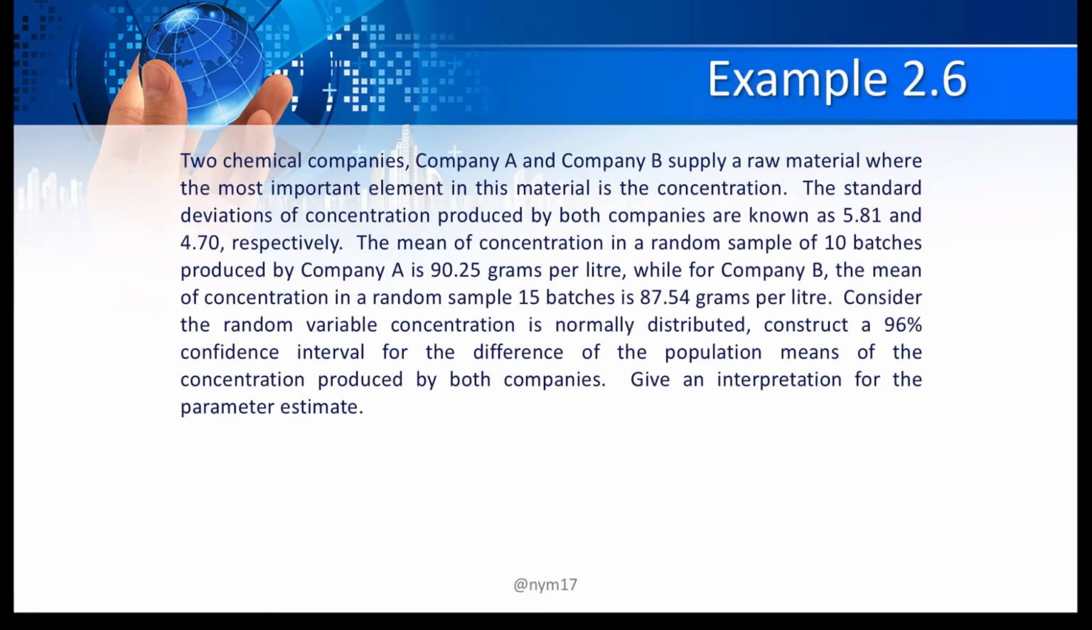Okay, let's look at the example. Alright guys, let's do example 2.6. Read the question carefully. Two chemical companies, company A and company B, supply a raw material where the most important element in this material is the concentration. The standard deviation of concentration produced by both companies are known as 5.8 and 4.7 respectively. Okay, you have company A and you have company B.